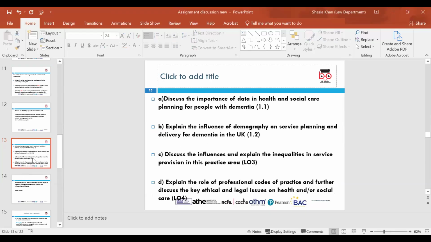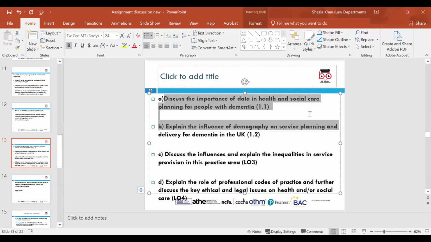Okay. Are there any questions, everyone? Make sure you are doing that and highlighting it, underlining it and bolding it, and then writing the answer. Do not change the wording. Do not change A, B, C, D. Just put it as it is, okay?